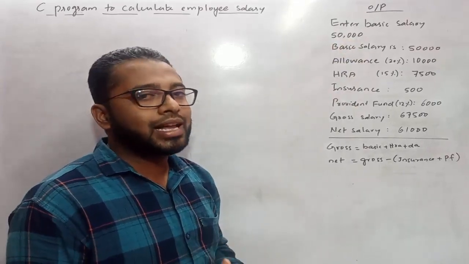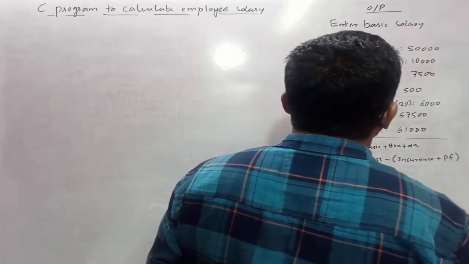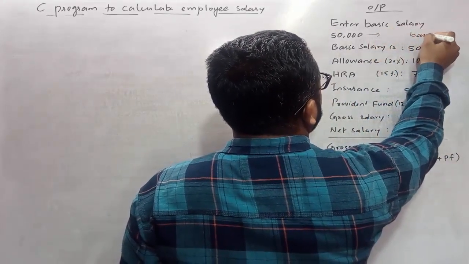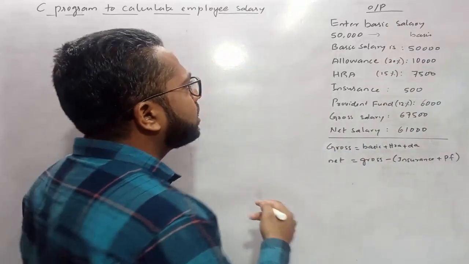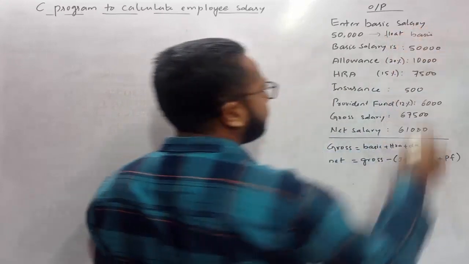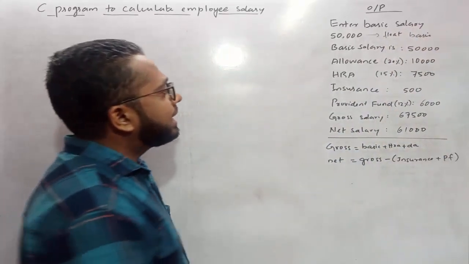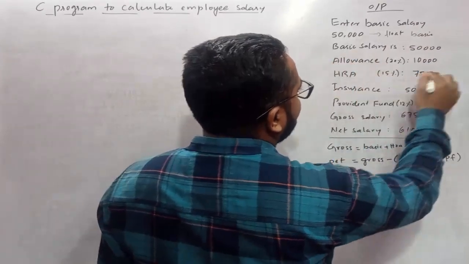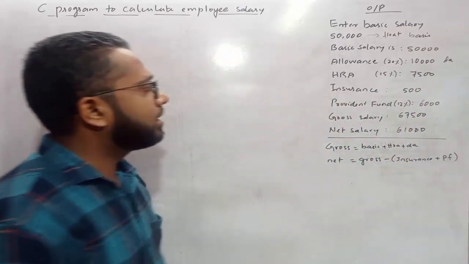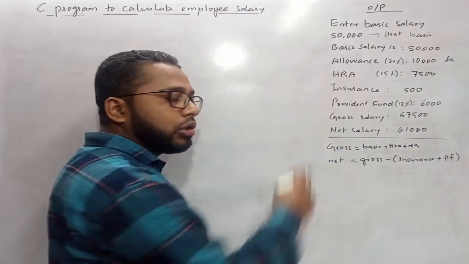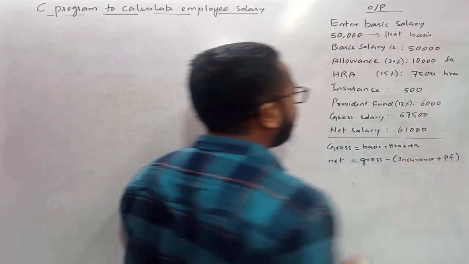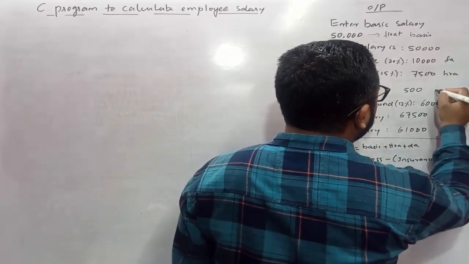As you can see here, I'm asking the user to enter the basic salary. To store the basic salary, we need to create a variable. Let us say basic. I will create a variable of type float. Then for allowance, I need to create one more variable of type float, DA. And then I am calculating HRA also in the program, so I need to create one more variable with the name HRA, and one more variable with the name insurance.